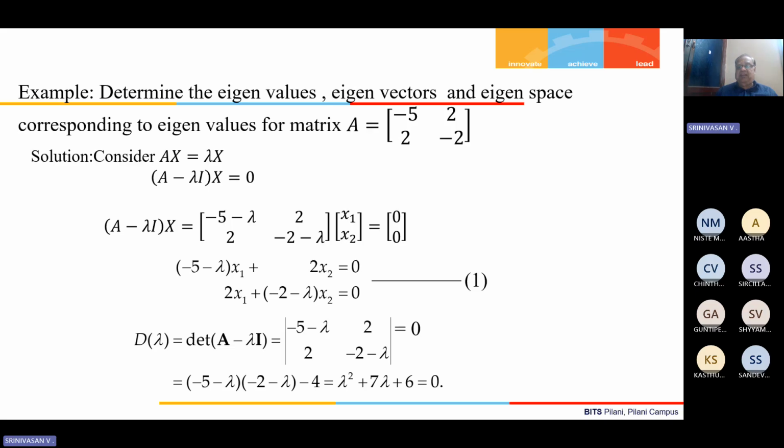So when it becomes a determinant, the same. You have minus 5 minus lambda, and the 2 as it is, the other 2 as it is.